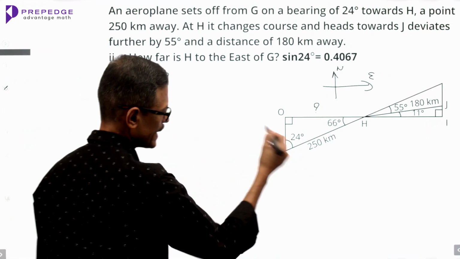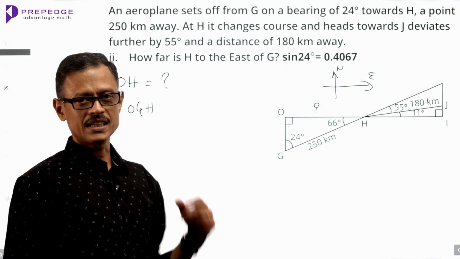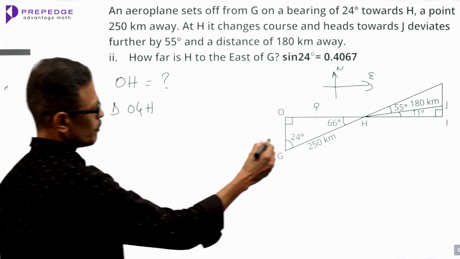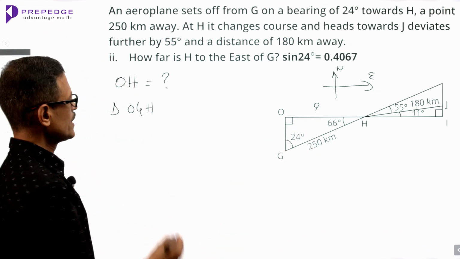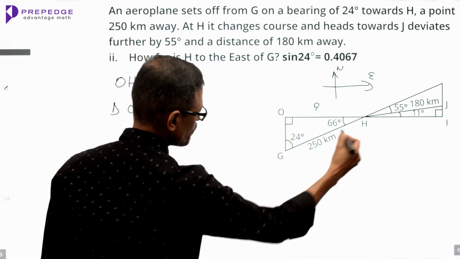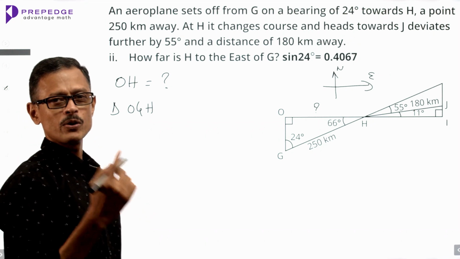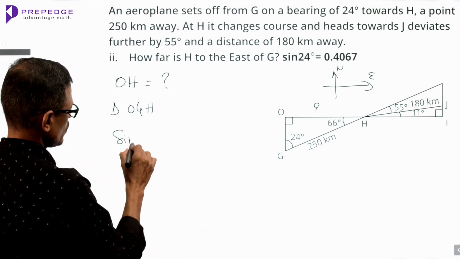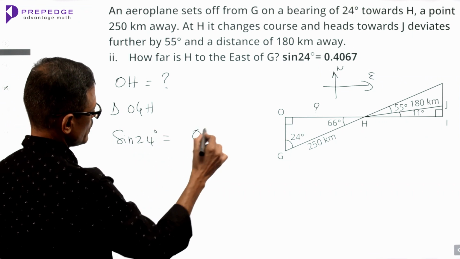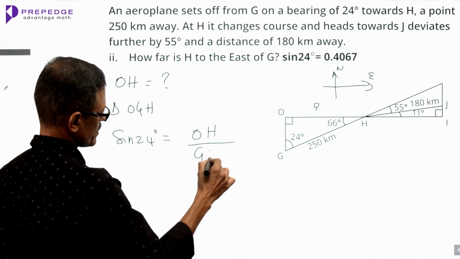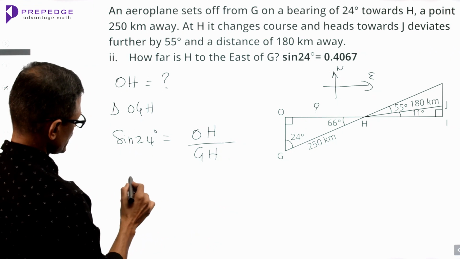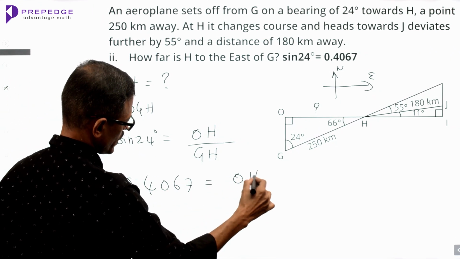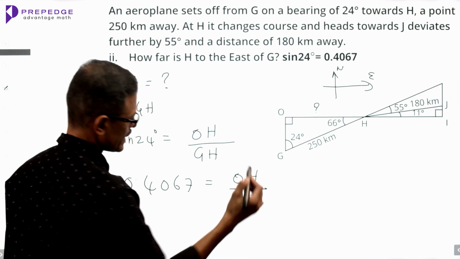Here the angle 24 degrees is what they have given values for. What we need to find, OH, is essentially the opposite side to this 24 degrees. We need to find the opposite side. Hypotenuse is there, angle is there. The trigonometric ratio that uses opposite and hypotenuse is sine. So going with sine of 24 degrees, which is equal to OH divided by GH. Sine 24 value is given: 0.4067 is equal to OH, which we need to find out, divided by 250.